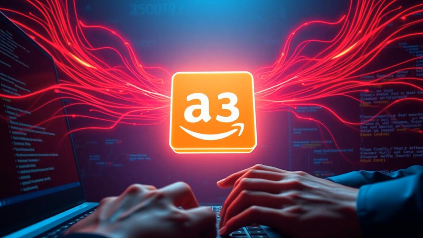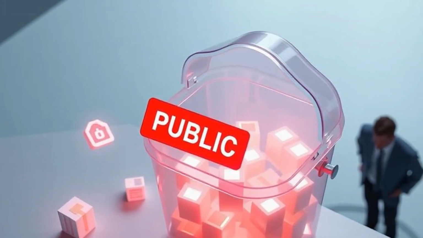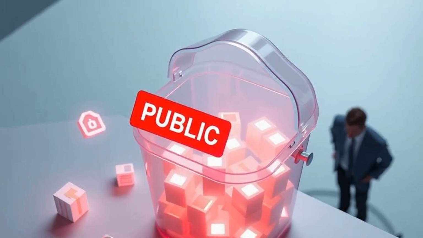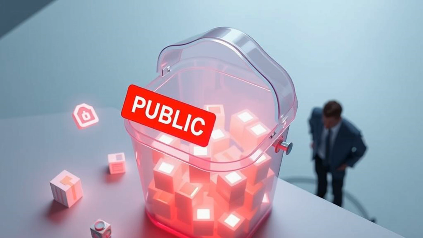First, let's understand what an S3 bucket is at its core. Think of an S3 bucket as a highly scalable, virtual folder in the cloud. You store objects, files, images, videos, documents, inside it. Each object has a key, its name, and can have metadata. S3 is designed for 11 nines of durability, meaning your data is incredibly resilient. However, durability doesn't automatically mean privacy or security.